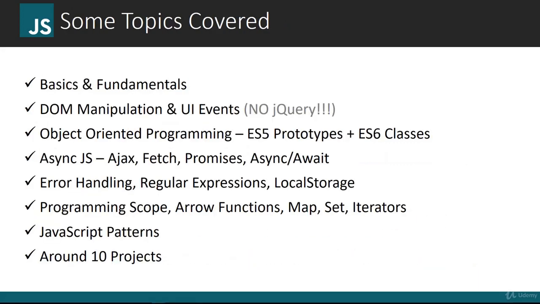So here's a list of some of the major topics that we'll cover in this course. For absolute beginners, we have language fundamentals, then we'll move to DOM manipulation and events with no jQuery, ES5 and ES6 object-oriented programming, asynchronous JavaScript with Ajax and callbacks, as well as newer standards like fetch, promises, and async await, things like error handling, regular expressions, local and session storage, arrow functions, maps and sets, popular JavaScript patterns, and a bunch of projects to go with all of it.